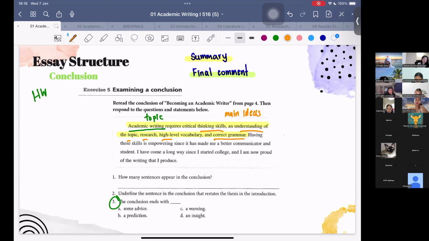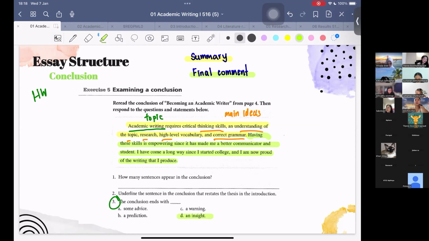And last but not least, the two sentences at the back. Having these skills is empowering since it has made me a better communicator and student. And I have come a long way since I started college, and I am now proud of the writing that I produce. This would be the final comment, which definitely falls under the category of insight. Insight is where you have experienced something before, and based on that, you can share something like, this is good, this is bad. So those are the insights.